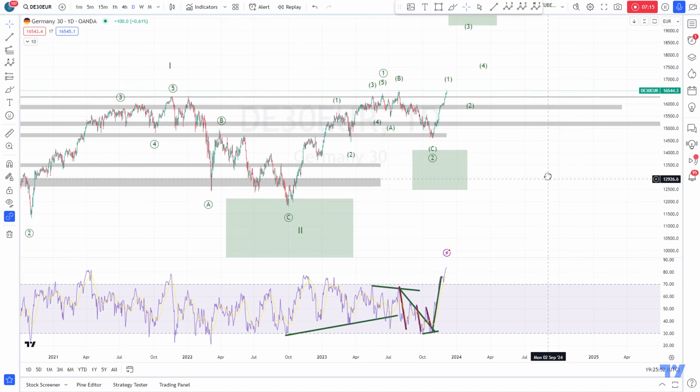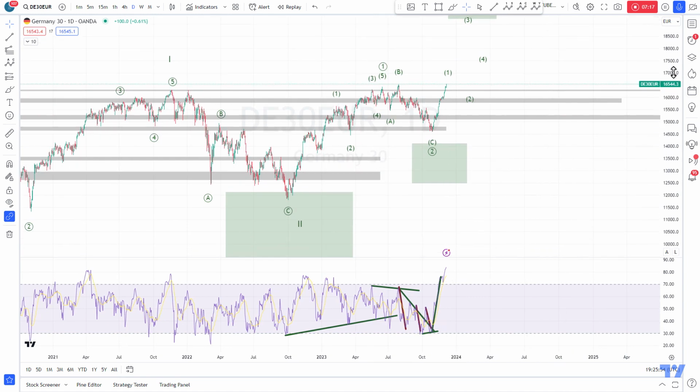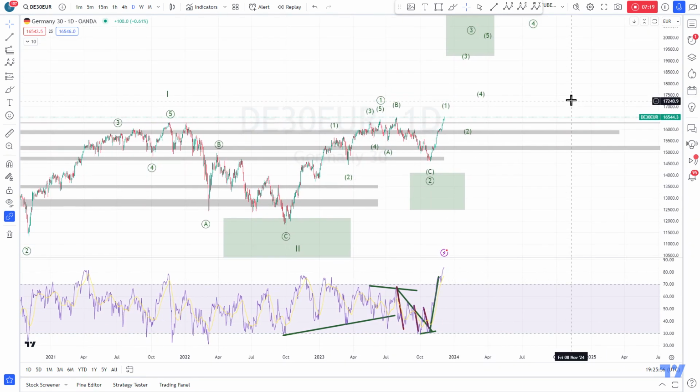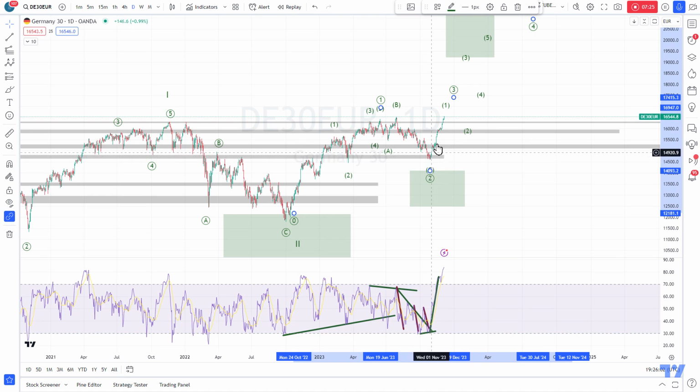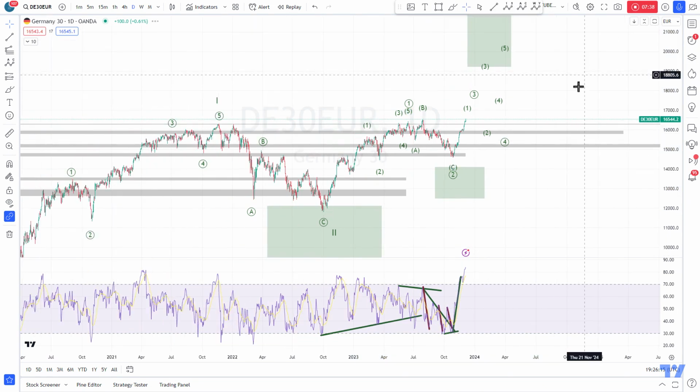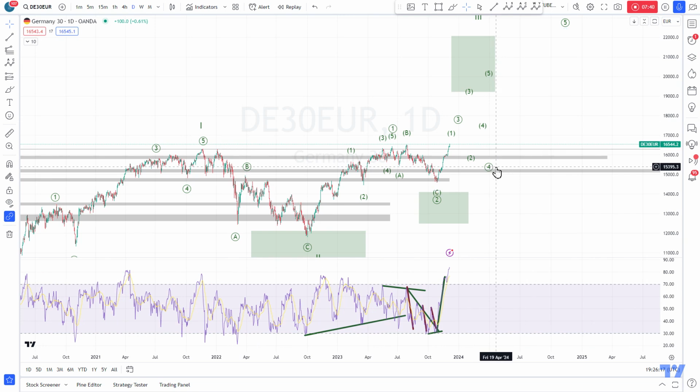However, it is always possible that something like this, for instance, can actually also play out. So assume that we are having here a complete impulse. So what can happen is actually something like this.